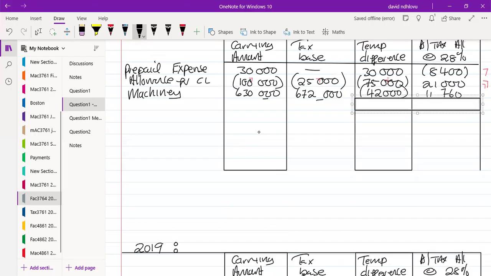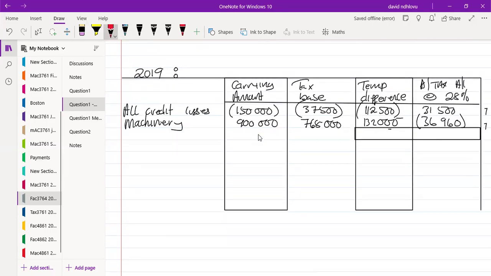So we then add 30,000 negative positive, which is that value, minus 75,000 minus 42,000, which means ultimately I'm sitting on 87,000, which is negative. That times 0.28 will give me 24,360, which is positive. So if I add across here, I should get the same figure there.